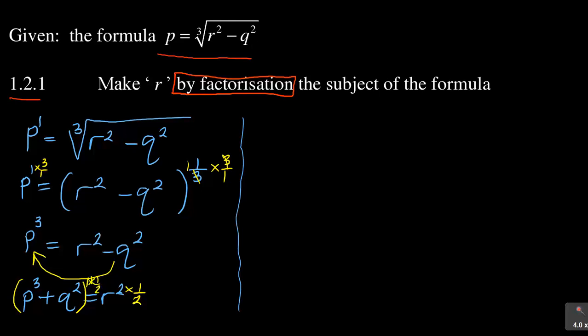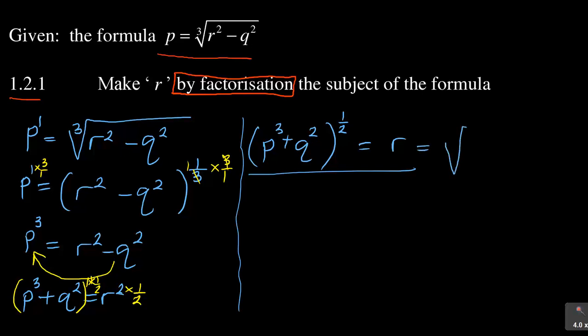So what you will then have is p cubed plus q squared, actually remember I have a bracket there. Now 1 times 1 over 2, it will be power 1 over 2, is equal to r to the power 1. So basically this can become the answer. As you can see, you have remained with r. But this is the same as saying square root of p cubed plus q squared.